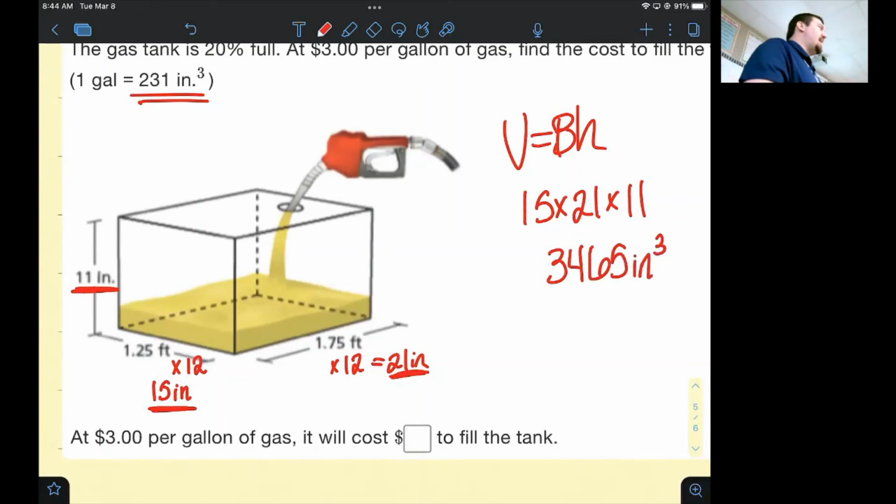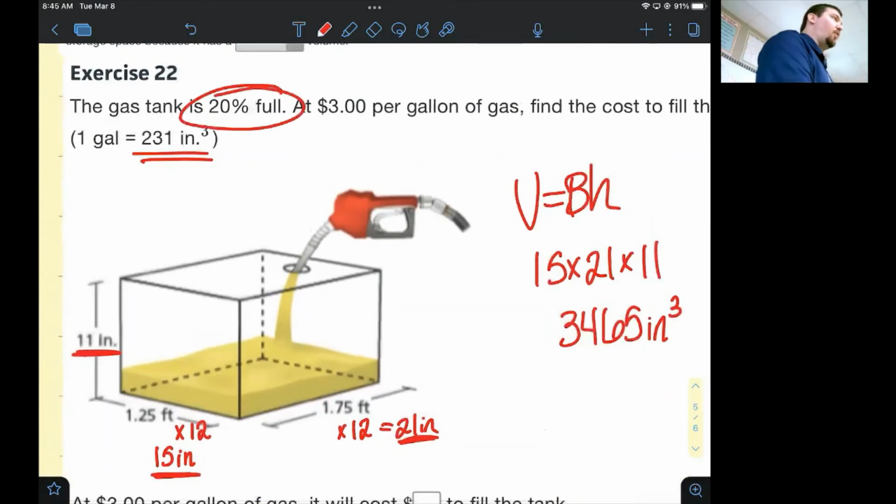Now, the gas tank already has some gas in it. So when I'm going to fill this up, I want to know the cost to fill it up. Well, I'm not going to fill it all the way up. If 20% of the tank is full, what percent is still empty? 80%, right?